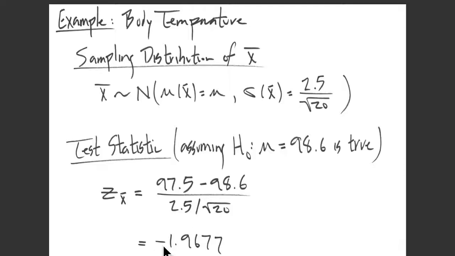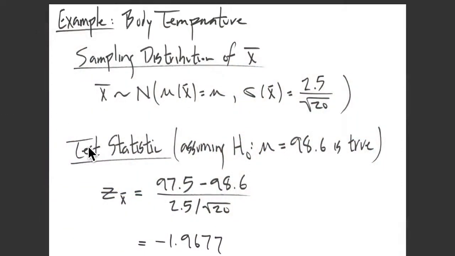And that turns out to be minus 1.9677. So what we're saying here is that if the skeptic is right, if the true mean is indeed 98.6, then our sample data, our x bar value, is almost 2 standard deviations below where we'd expect it to be. That's getting out there. It's not a huge amount, not like the 4 standard deviations we saw in our previous example, but it is a significant number. And so let's see how that plays out.